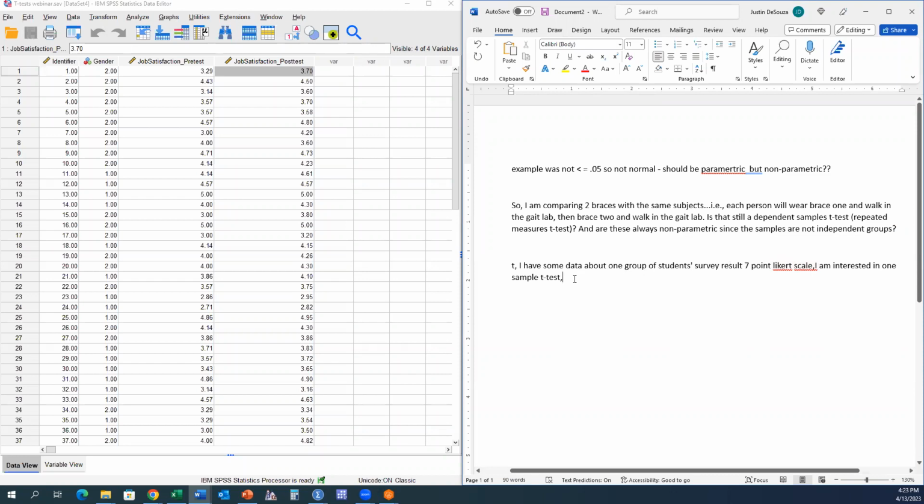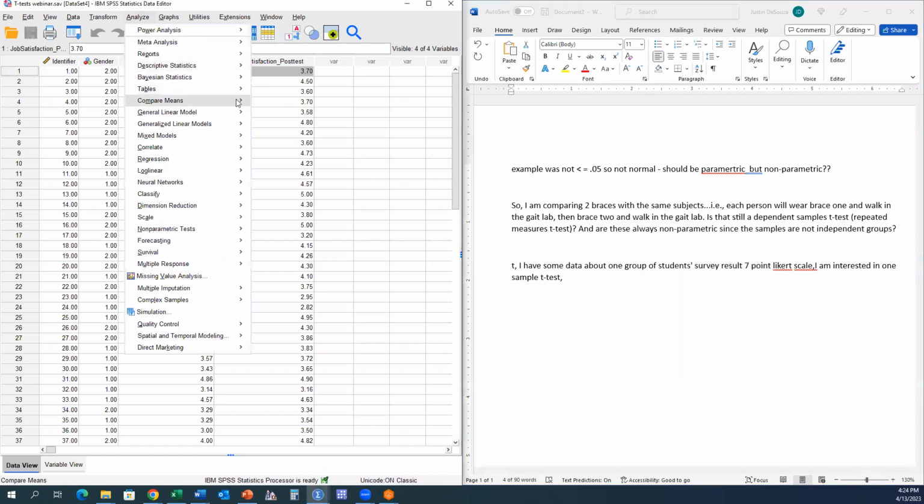Okay, so to run a one sample t-test, you have to pick what value you're going to compare your data to. That could be done through the literature. It's usually done in the literature. If this survey has been used in the past, there might be some benchmarks that you can compare your data to. That's usually the value that you use for a one sample t-test.